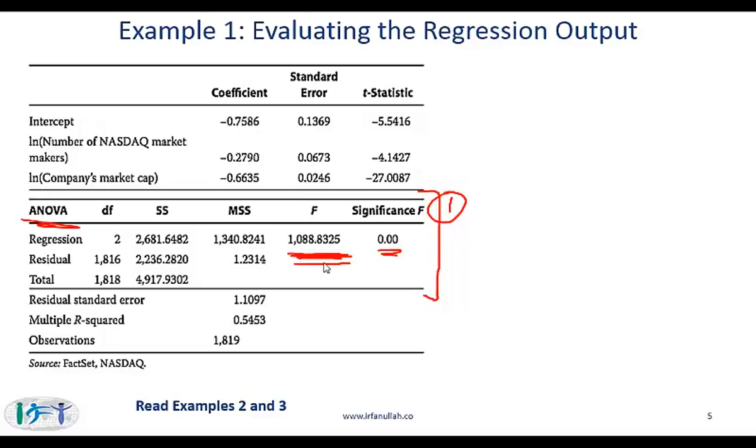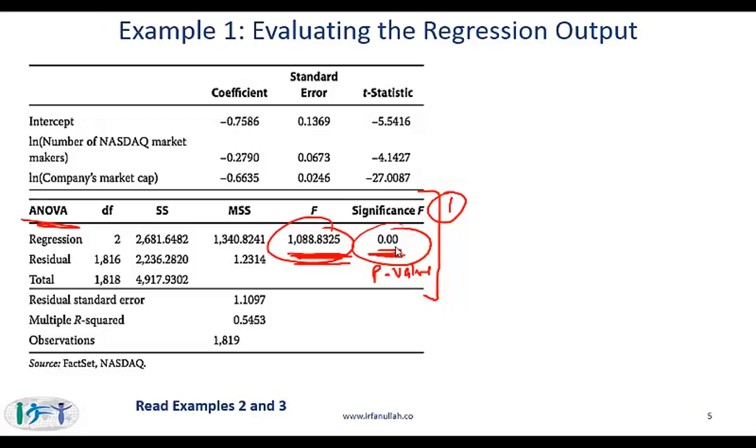This means you can reject the null hypothesis that all the coefficients are 0. A high F-stat means a very low p-value. The significance of F is the p-value. When you look at these numbers, this implies that you have reasonable statistical significance at an overall level.